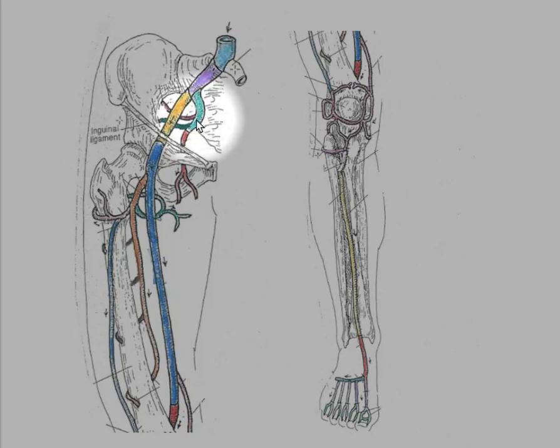Now that internal iliac will then change into what we call the obturator, which makes a lot of sense. If you remember, this opening through the pelvis was the obturator foramen, so it's the obturator artery. Also branching off of this internal iliac are the superior and inferior gluteals. And we'll see those a little bit better in the back.